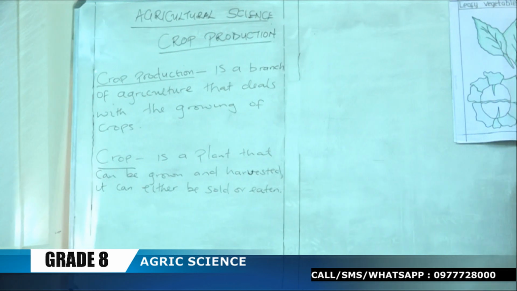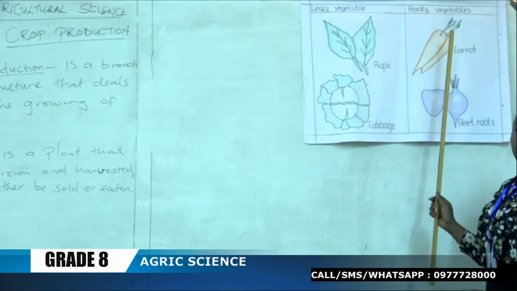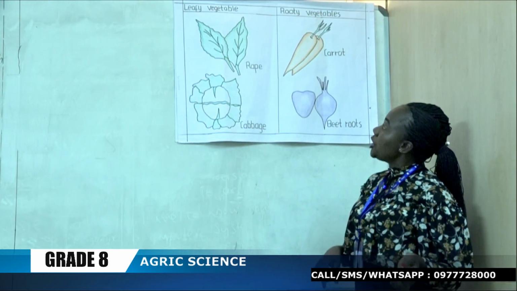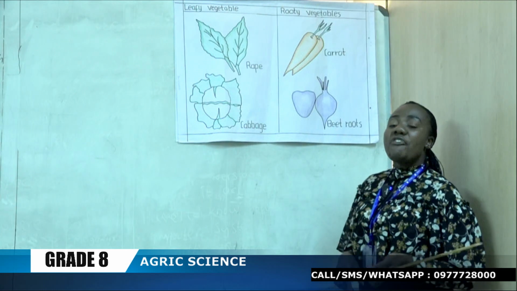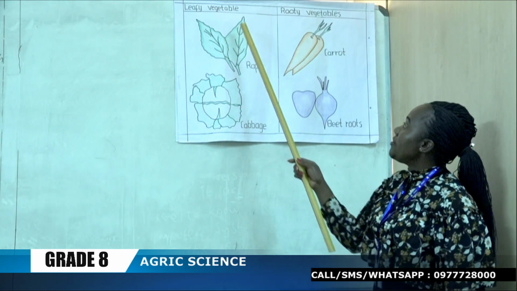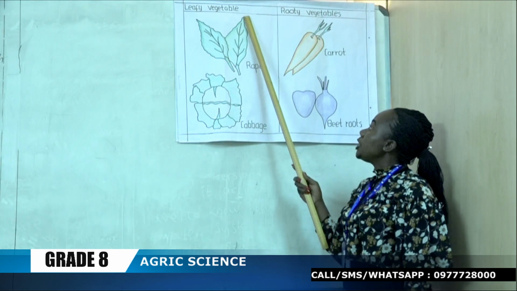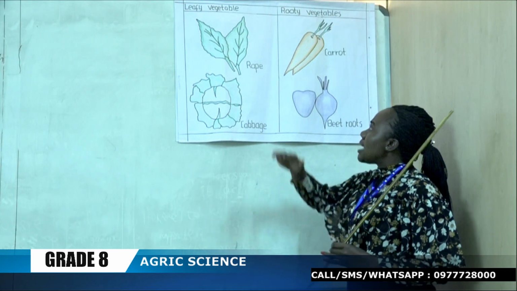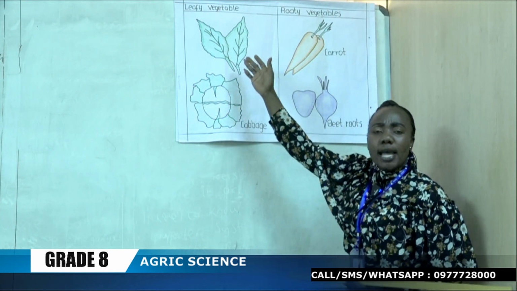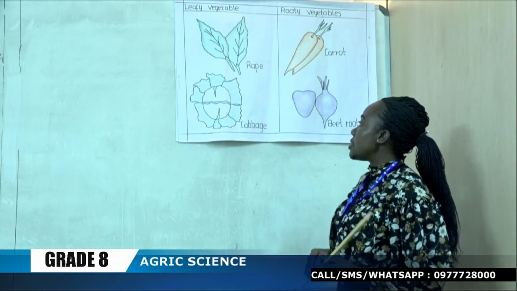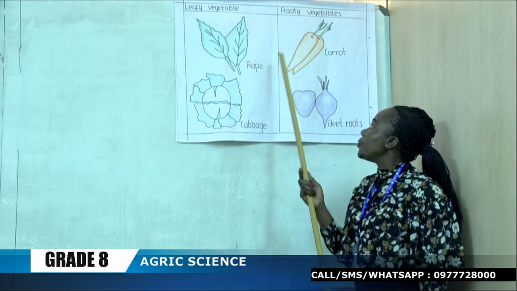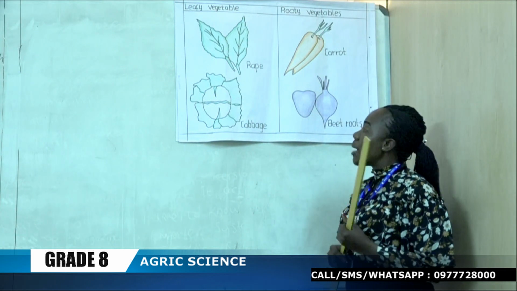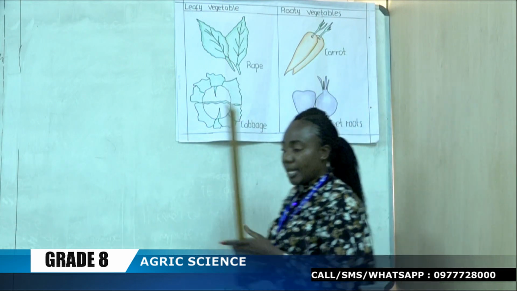Okay, so after defining what crop production is, and after defining what a crop is, with me here on the chart, I have vegetable groups and their examples. The first vegetable group I have is leafy vegetables. Okay, so what are the examples of these leafy vegetables? The examples are rape, cabbage, lettuce, spinach.